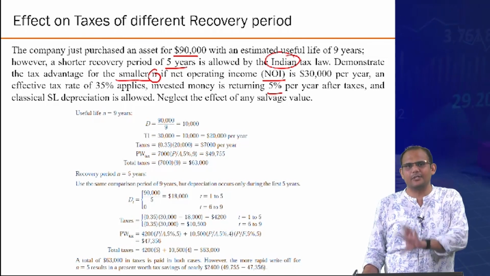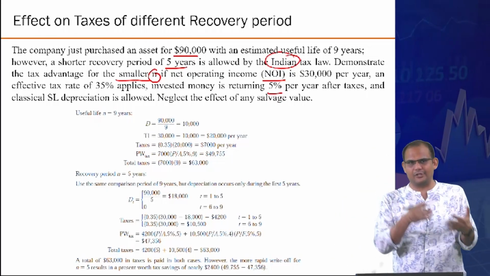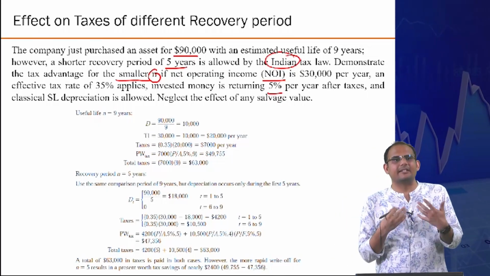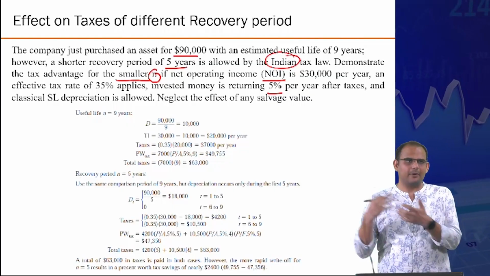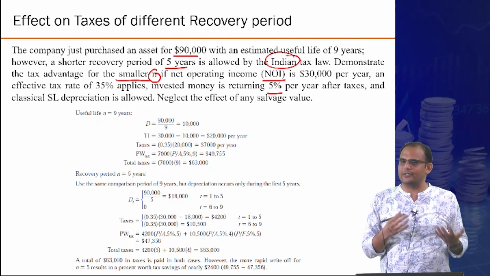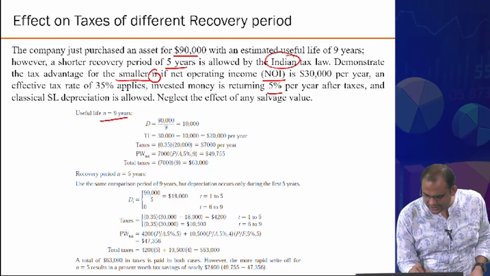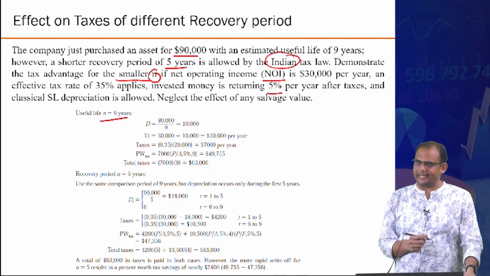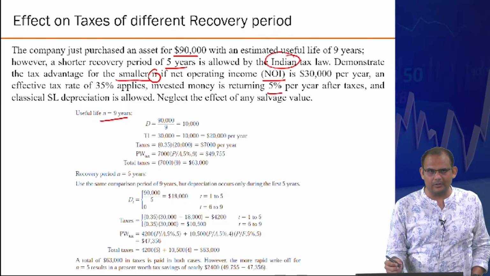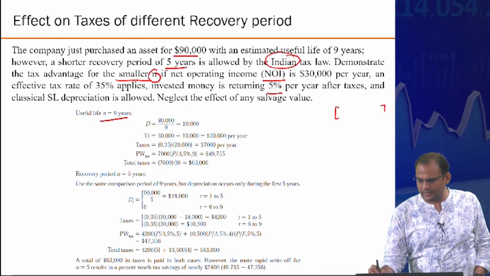So what I'm trying to say is, you need to estimate, if I make this life shorter, is it a tax advantage? From 9 years to 5 years, keeping everything else the same, is it a tax advantage or not? That's what we are trying to do in this particular problem. So case 1, useful life is 9 years. Your depreciation amount each year is what? Total amount that you need to depreciate is what?